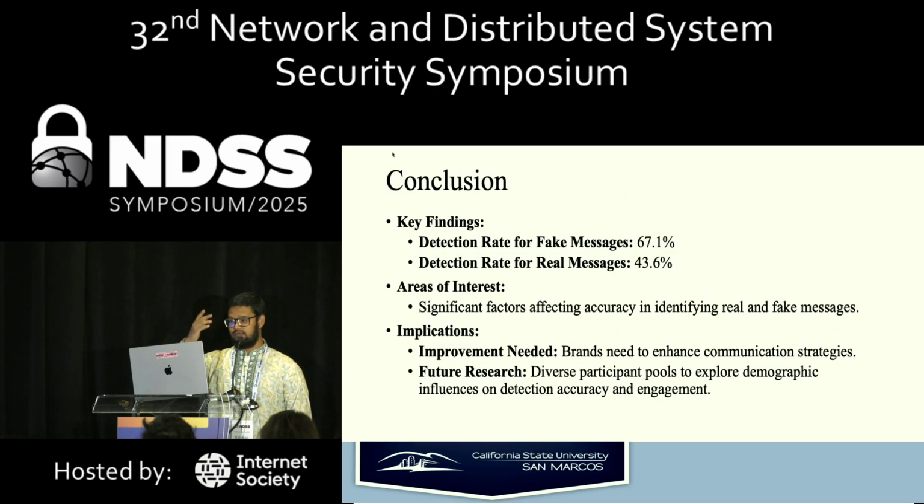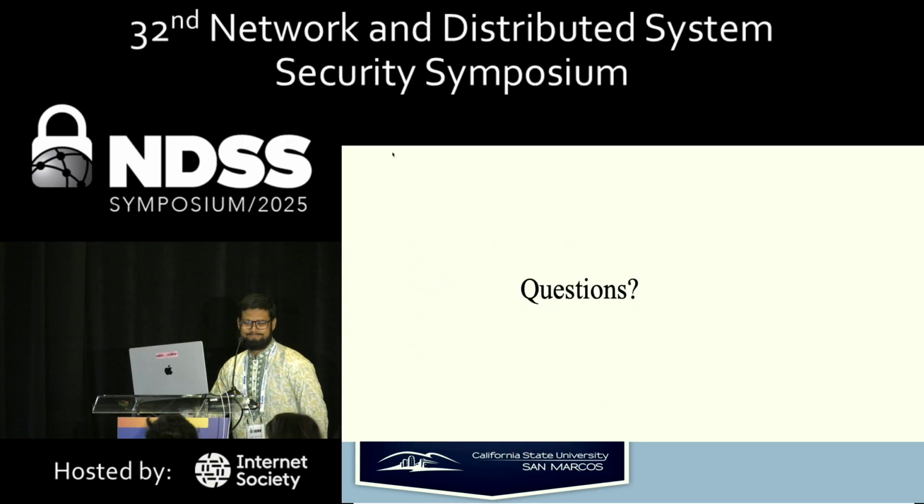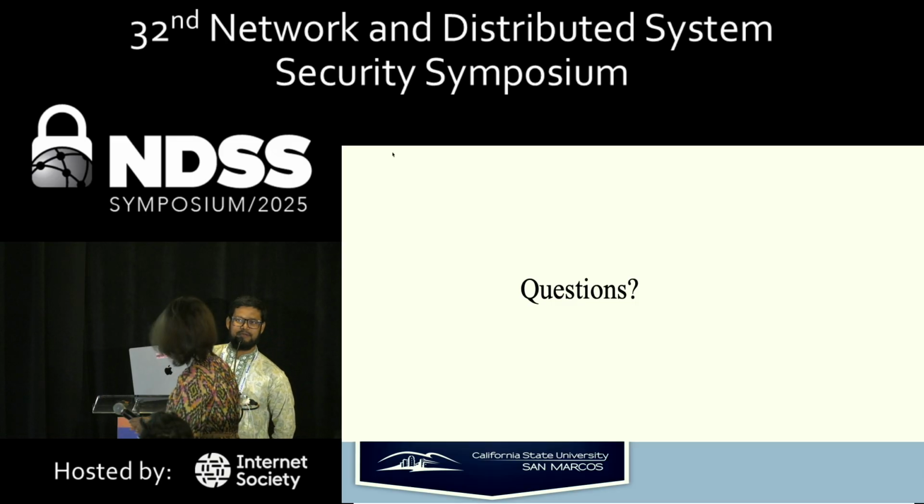In conclusion, we found that the fake SMS accuracy was 67% and the real SMS accuracy was 43%. There are some improvements that we need to make. Particularly, brands should enhance their communication strategy toward their users to make sure that they don't fall into a trap. Thank you so much. I'm happy to answer any questions you have.